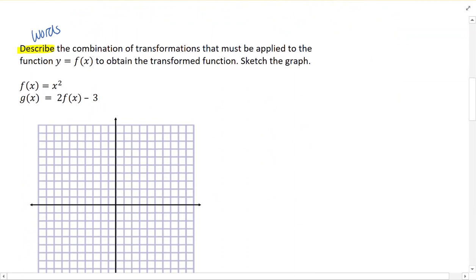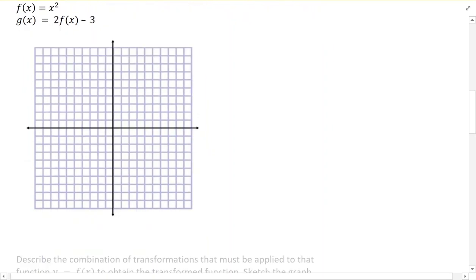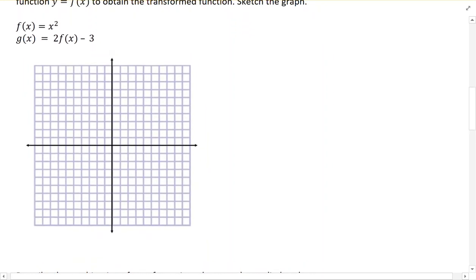Okay, so describe using words, or I guess the letters will do too, the combinations of transformations that must be applied to the function y = f(x) to obtain the transformed function. Sketch the graph. Our original graph is going to be a parabola, and we need to graph this transformed function here. So let's just look at what transformations we're looking at. We first have this 2. This is basically our a. And we have this -3. You need to take the minus sign too. And this is going to be our k.